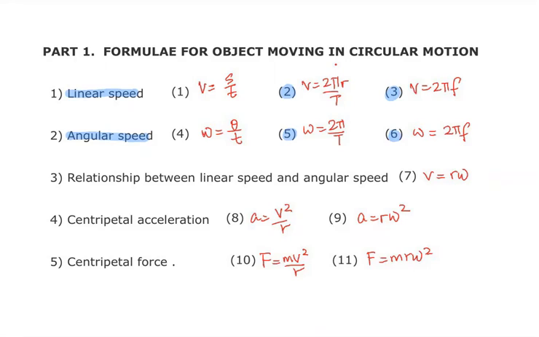Then there is a formula that relates linear speed to angular speed: v = rω. There are 2 formulas for centripetal acceleration: a = v²/r and a = rω². Formula number 9 can be obtained from formula number 8 by substituting equation number 7 into number 8. As a result, there are 2 formulas for centripetal force, either F = mv²/r or F = mrω².